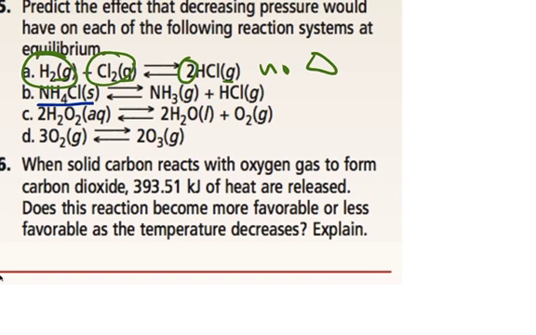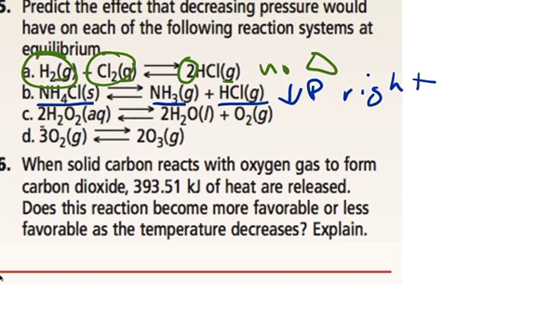In the second one, this is a solid, ammonium chloride. On the right side, our products are both gases. So a decrease in pressure, like the question says, will shift the equilibrium to the right, not to replace those gas molecules, but because there's really more space. So a decrease in pressure will shift the equilibrium to the right.